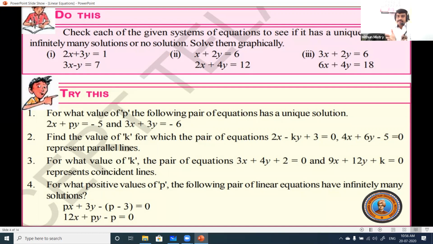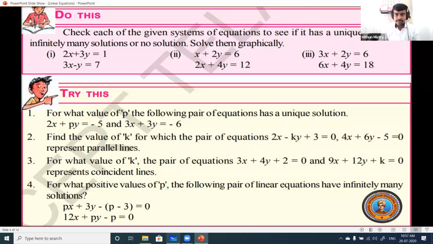Sometimes they may tell that they represent parallel lines, or sometimes, like the first question, they may tell find the value of k for which the pair of equations 2x minus ky plus 3 is equals to 0, 4x plus 6y minus 5 is equals to 0 has no solution. When it is given it has no solution, then still it is parallel lines only. Only the parallel lines will not have any sort of solution, right? So sometimes you may be very lucky, like they may give directly that they are parallel lines, and sometimes they may give indirectly that they don't have any solution. Now when they don't have any solution, still they are parallel lines. I hope you got me.